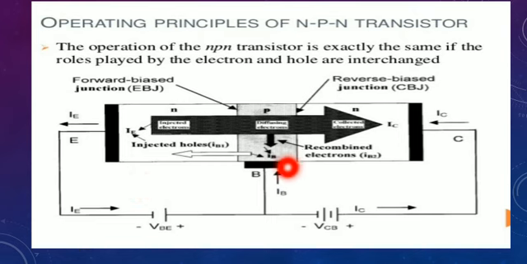In the same way, when the electrons and holes are injected, the electrons recombine with the holes, and due to that the collector current is created. This VCB is the collector base voltage, because the base collector is a reverse bias junction.